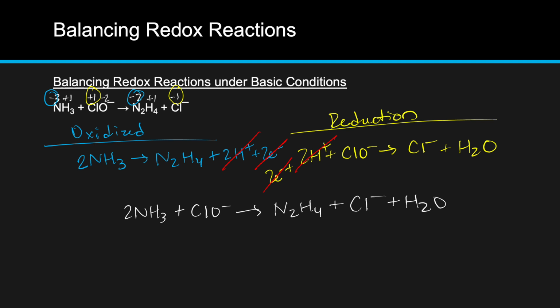Now, if I'm under basic conditions, I need to look at my final equation and see if there are H+ ions somewhere. I need to put the same number of hydroxides on both sides and combine the H+ and the OH- on that single side into water molecules. However, there are none here. So since there are none here, you are done. You do not have to do any steps.